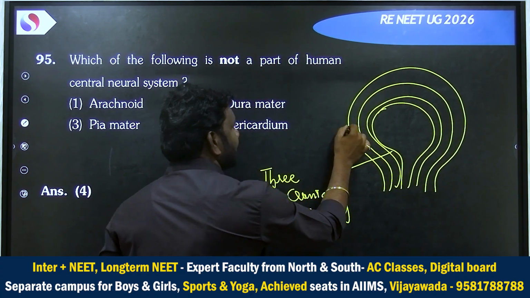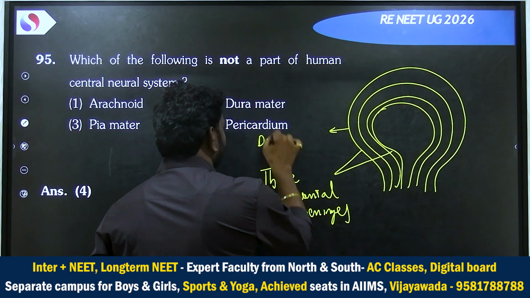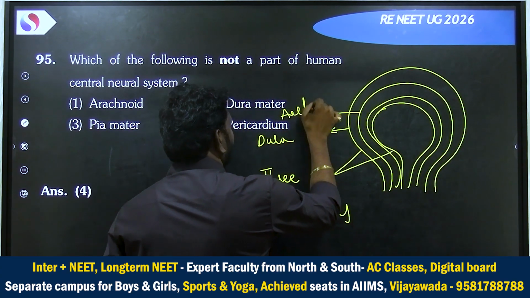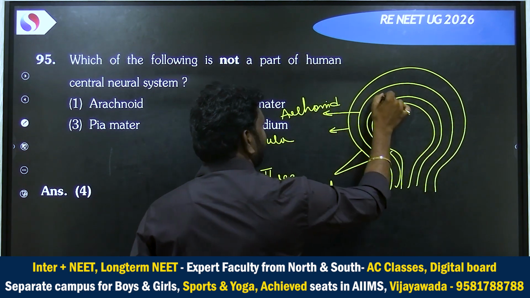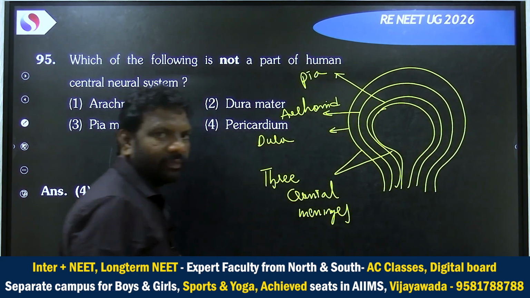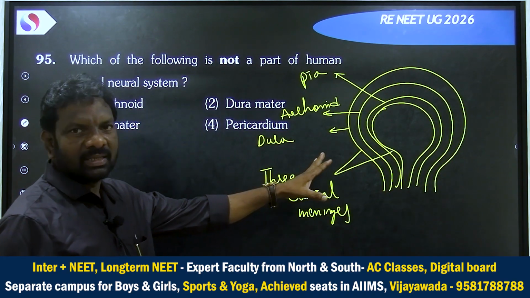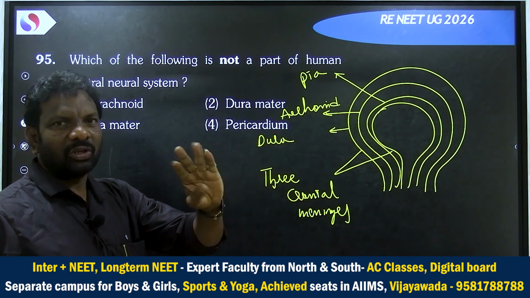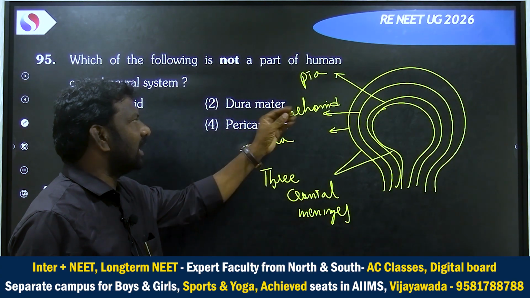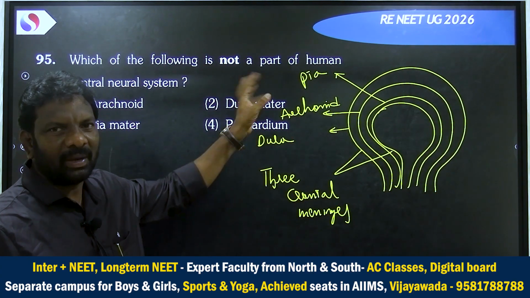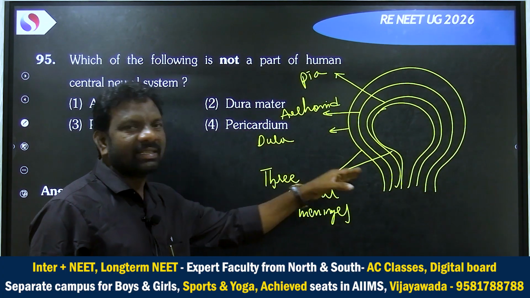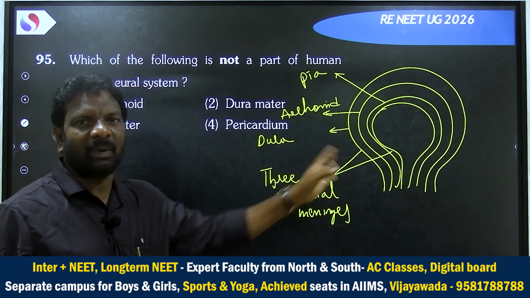The outer one is called dura mater. The middle one is called arachnoid mater. The innermost one is called pia mater. So the human brain is surrounded by 3 cranial meninges. If these meninges surround the spinal cord, they are called spinal meninges.